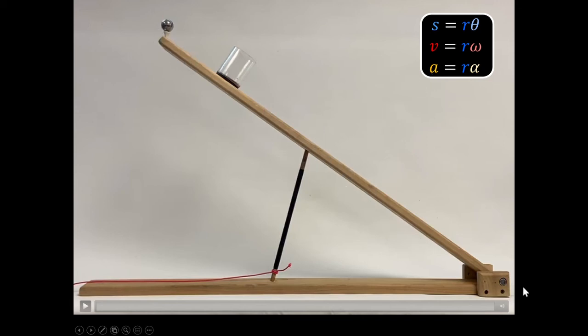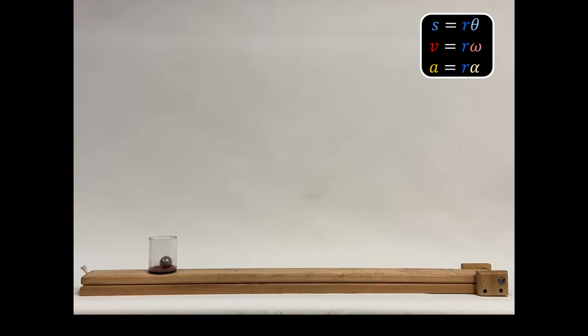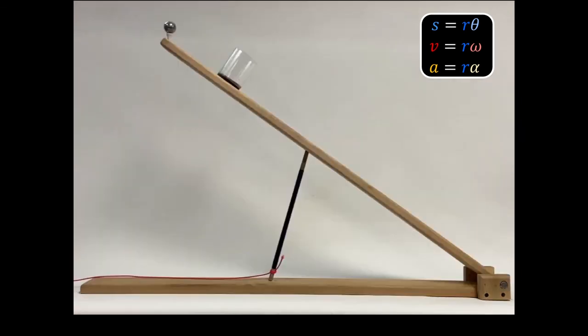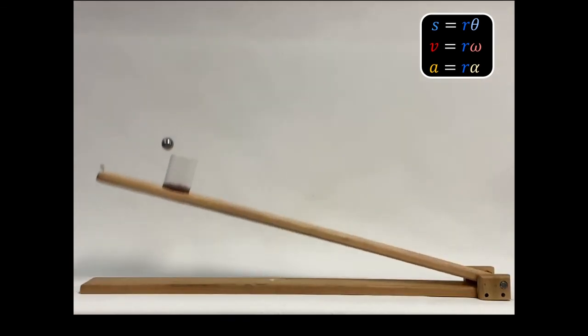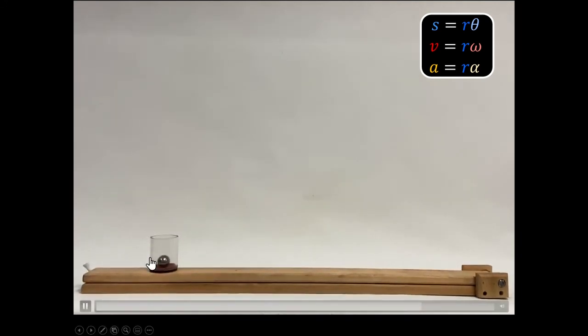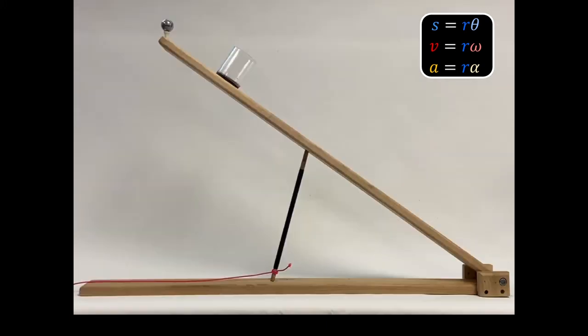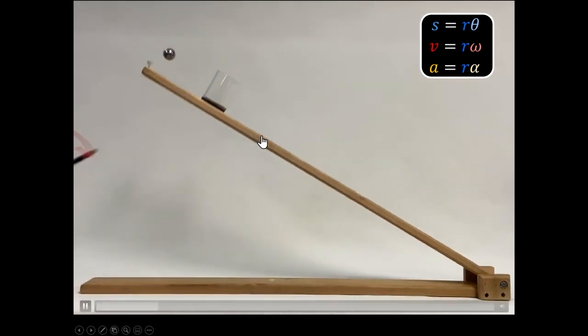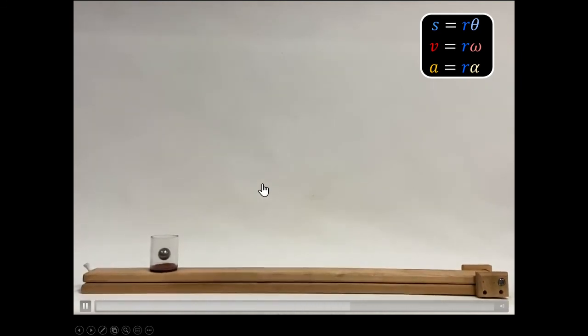There's going to be some point along the distance here where the tangential acceleration is the same as the acceleration of gravity. Let's just drop that and see what happens. Okay, it happened kind of fast, but let's look at it in slow motion here. Ball falls straight down. The cup got to the bottom before the ball did, which means the ball was accelerating slower than the cup. There it goes again. Right there, the cup got there before the ball.